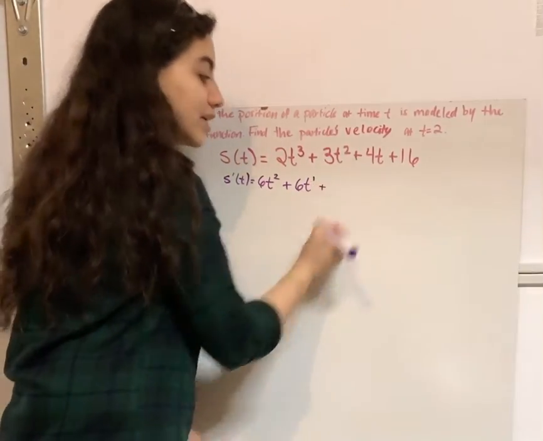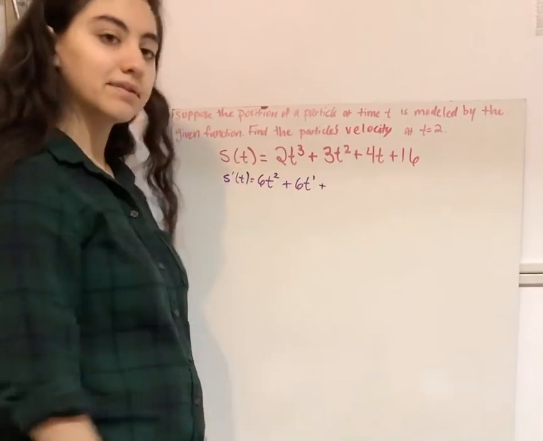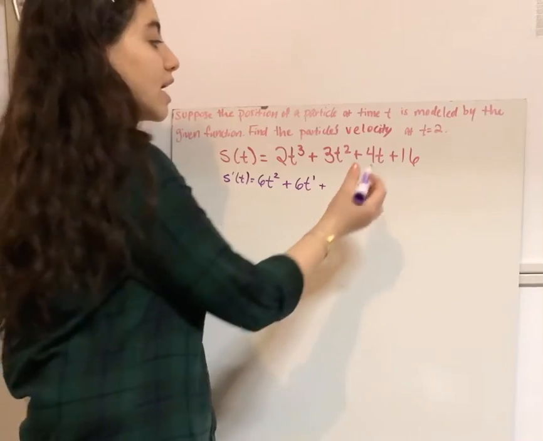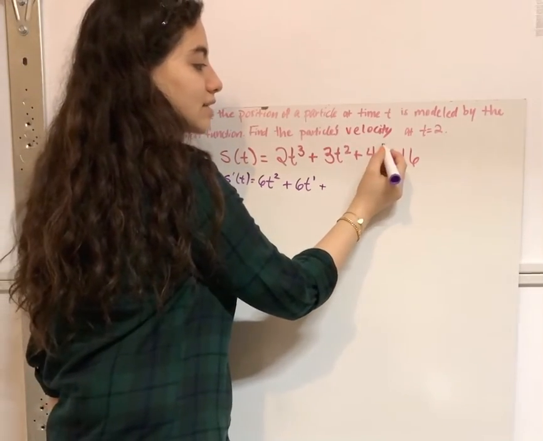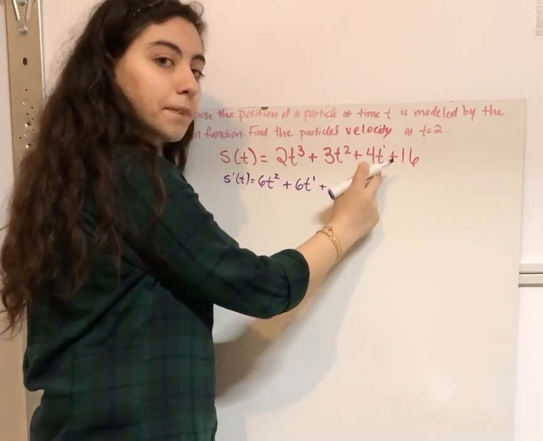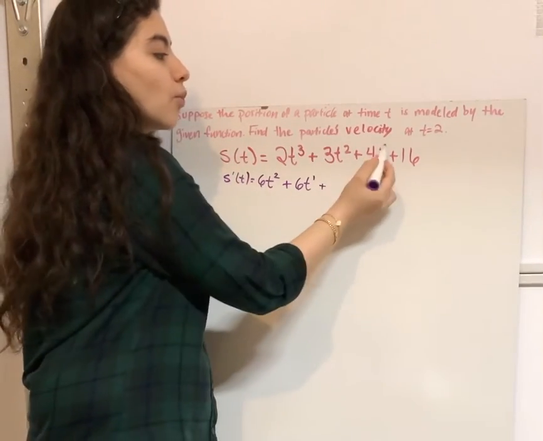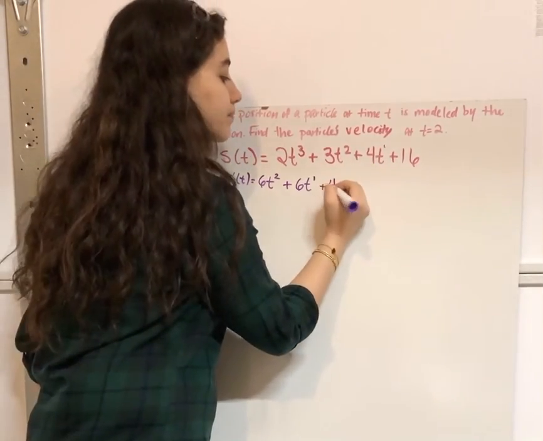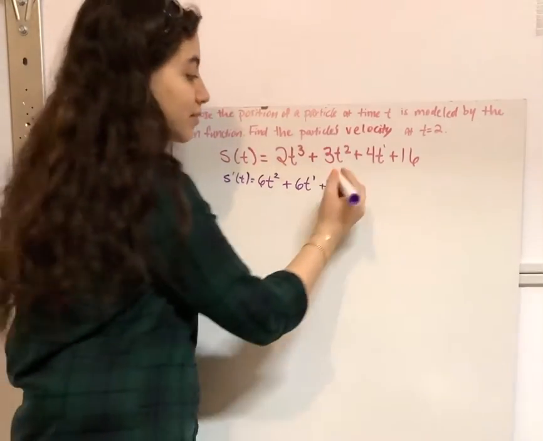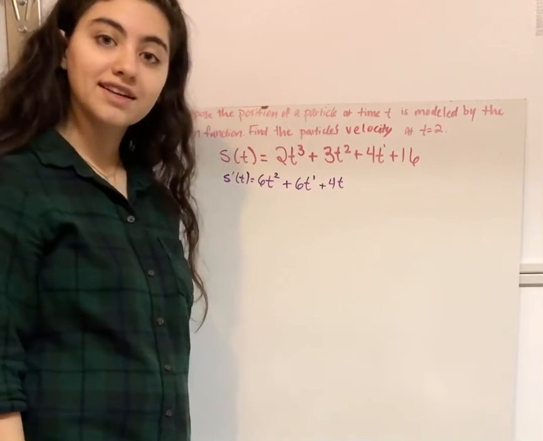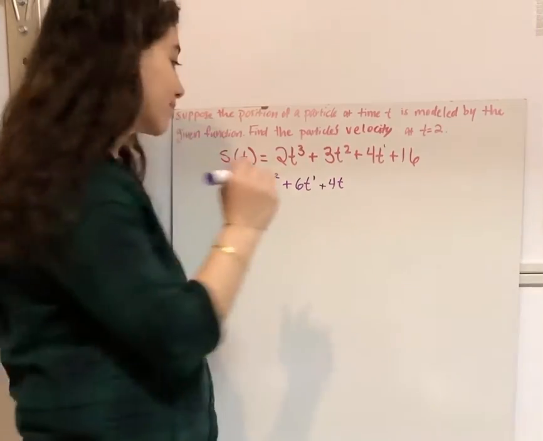Let's move on to our next term, 4t. Now we can use the power rule again, because technically everything that has a variable is actually raised to the first power. So let's use it again. 1 times 4 is 4. And then you write your variable t, and you subtract 1 from the exponent, and 1 minus 1 is 0.